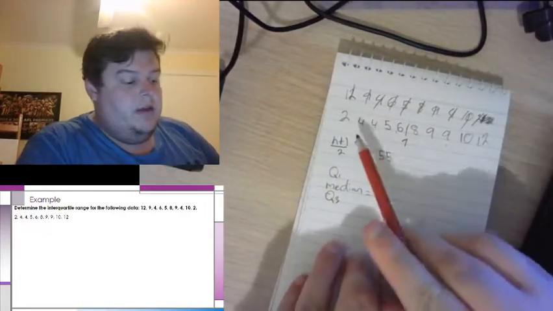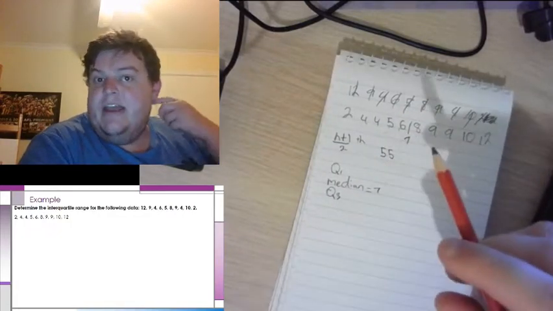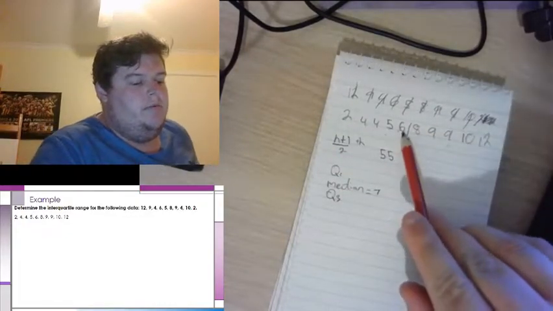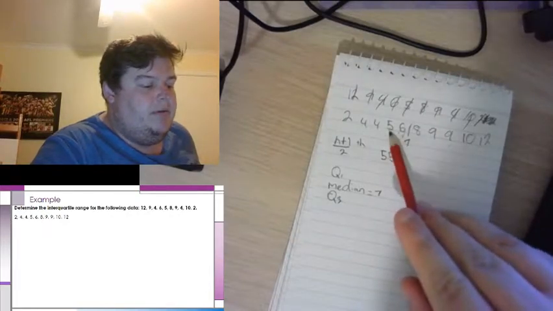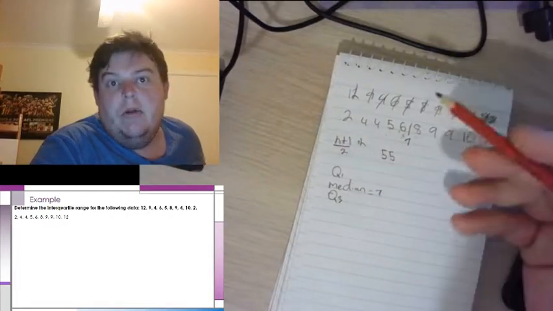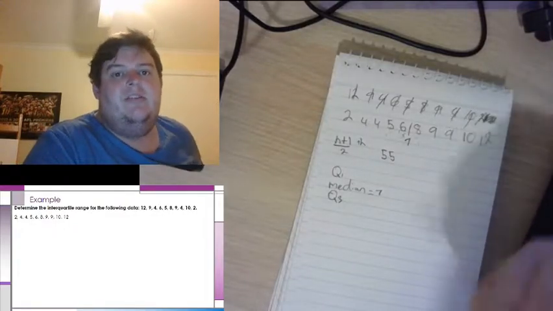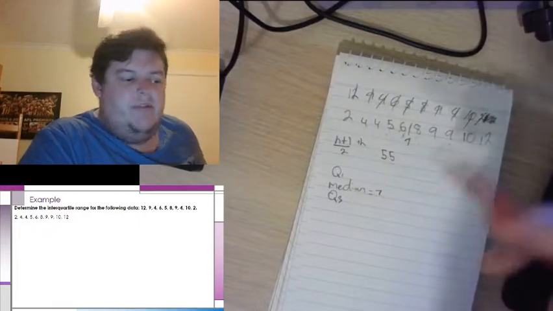Now I've got to find my Q1 and my Q3. To find the Q1, I find the median of the lower half. Because I don't have a median value, I'm in between two values, we include this number here. If the median was, say, 6, I would only work from the numbers below it. So the median's not included if it's an actual value. If it's between two values, then you include both values either side.